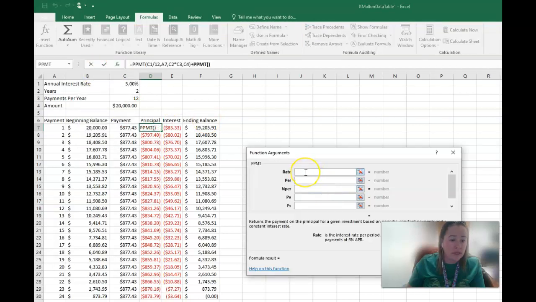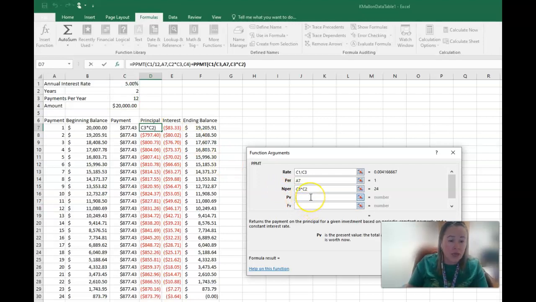I did for the rate again, 5% divided by 12. Then the specific number is 1 because it's the first payment. How many payments is 12 times 2? And then here is where I was also screwing up.